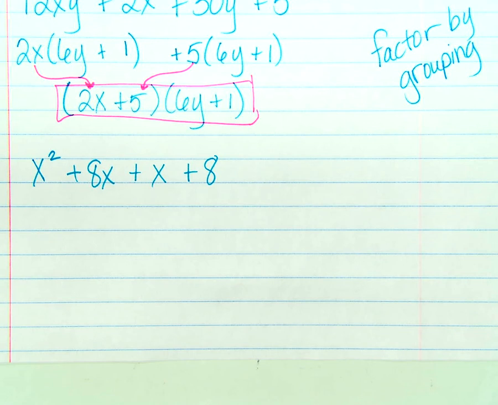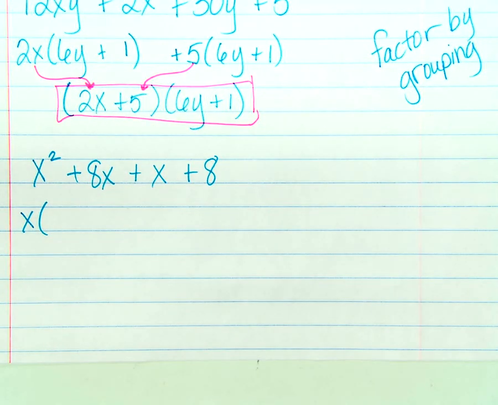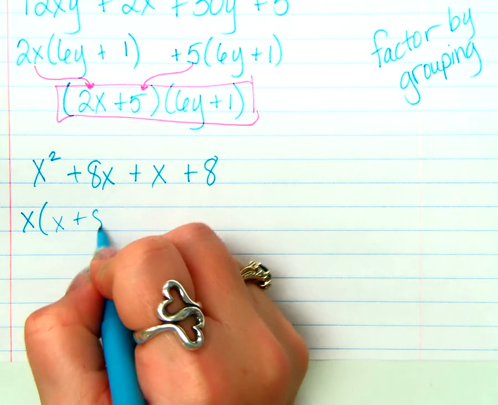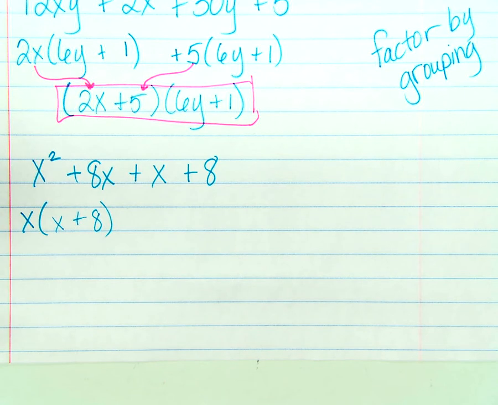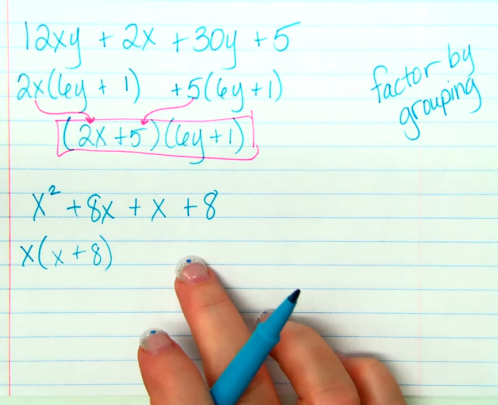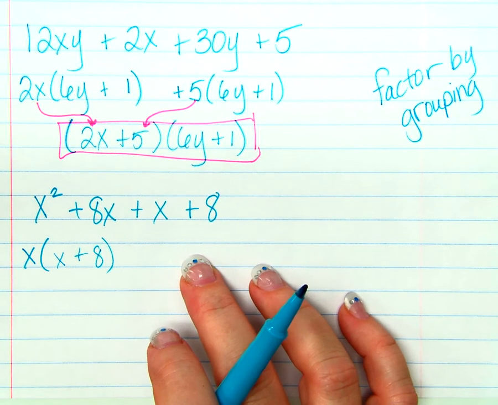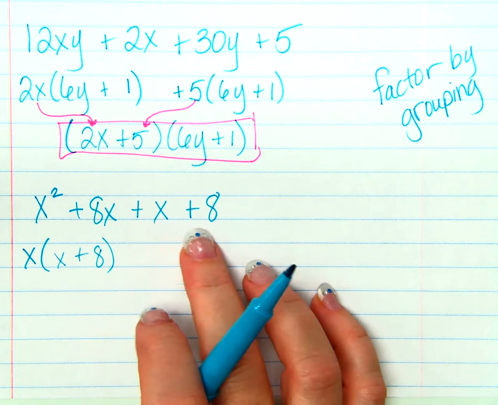Just look at the first two terms. What do they have in common? X. What's left if I divide each term by x? X plus 8, right? Okay, now I need to think about this for just a second. I know I have to have another parentheses that says x plus 8, right? Is that possible? Given x plus 8 right here.